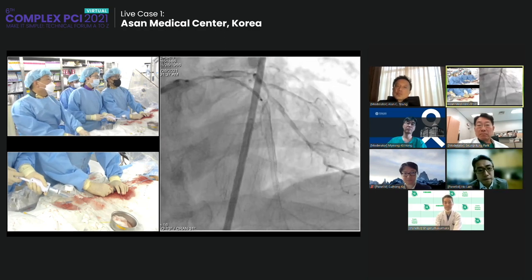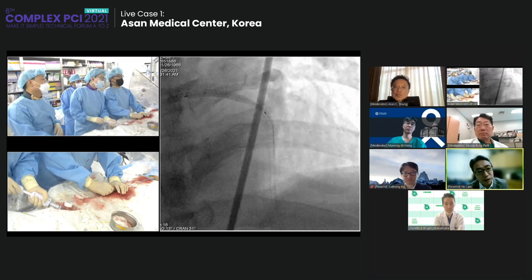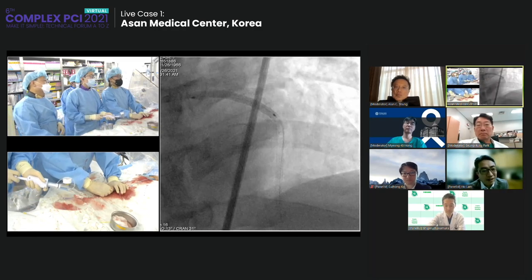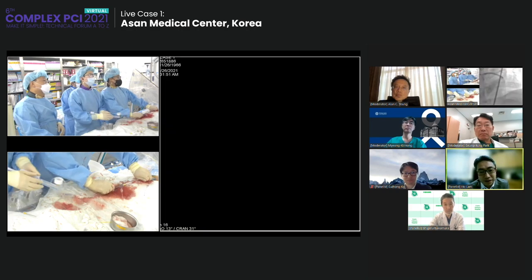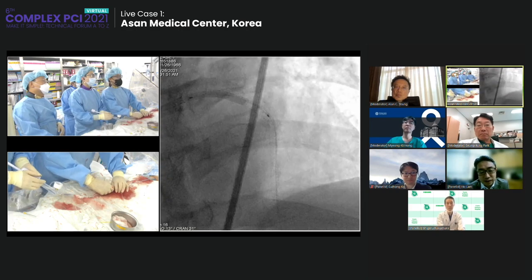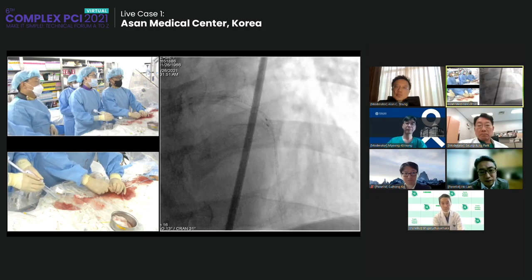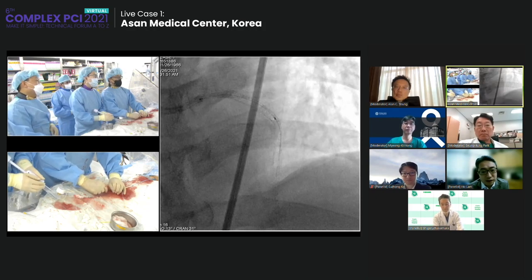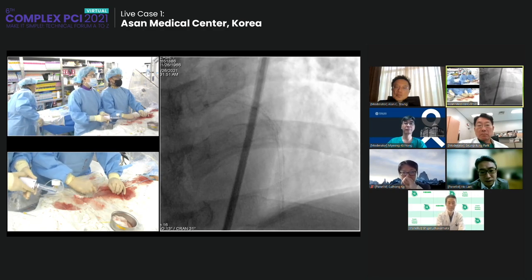Stop wave to do this step. 12. 14. 14. Okay, deflate. Okay, here. And then LAD, we're going to do NC. 3.0, 3.5 are available, so for the back, let's use 3.0. 3.0 NC. Okay, this is 38.